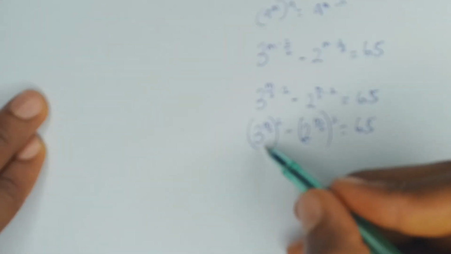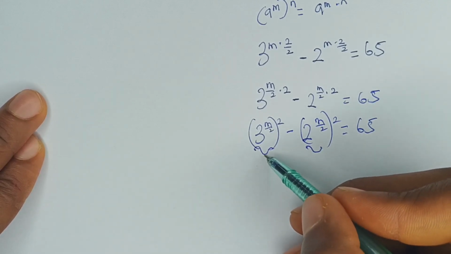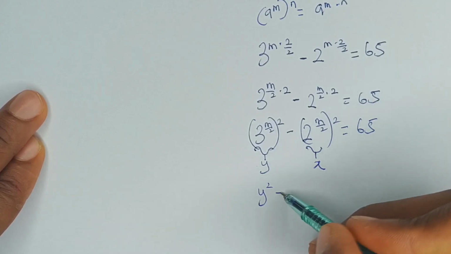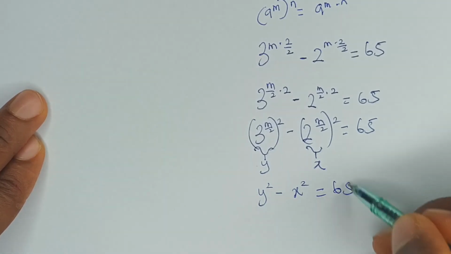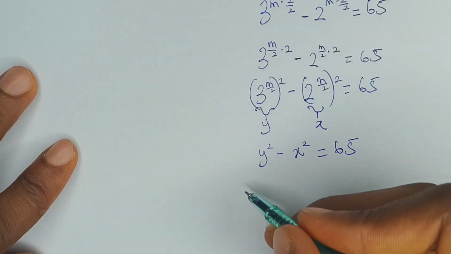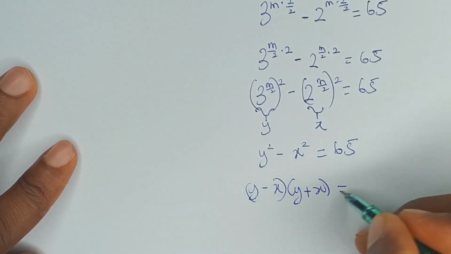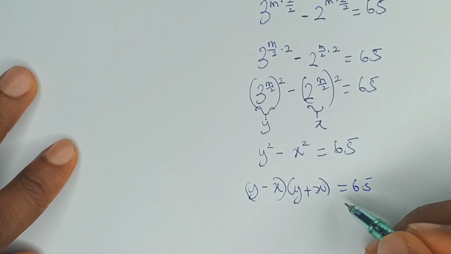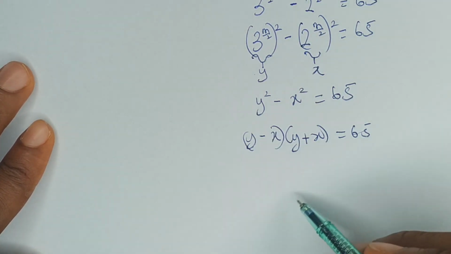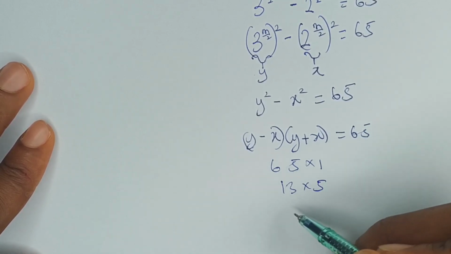Moving on, this is something squared minus something squared. We can assume that this is equal to y and this is equal to x, and what we have is that y squared minus x squared is equal to 65. This is a difference of two squares, so we can say y minus x multiplied by y plus x is equal to 65. What are the factors or multiples of 65? The multiples of 65 are 65 times 1 and 13 times 5.